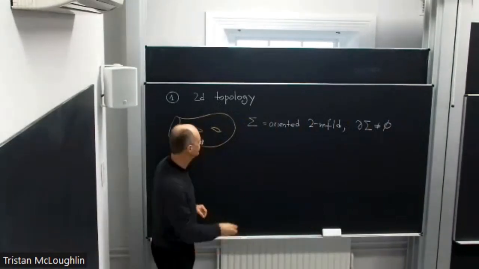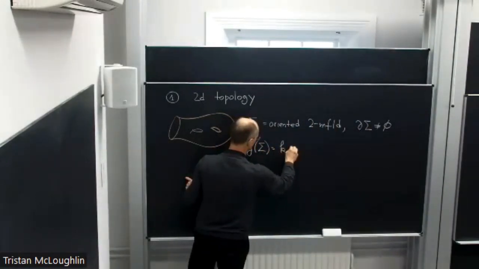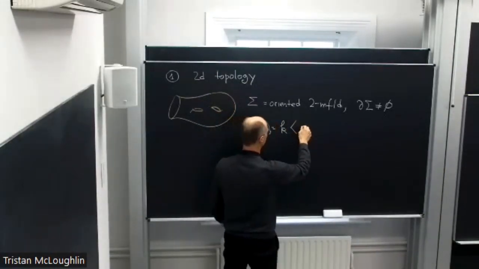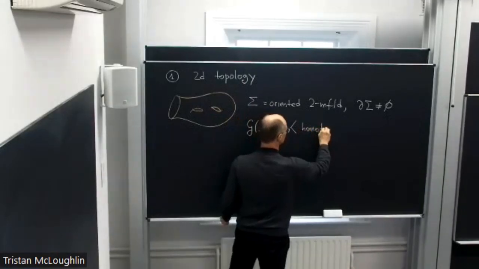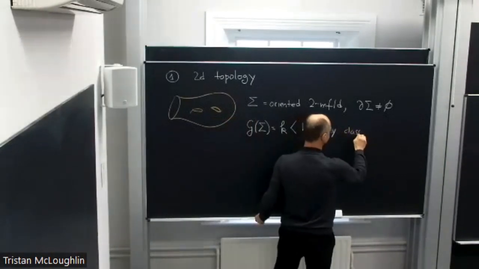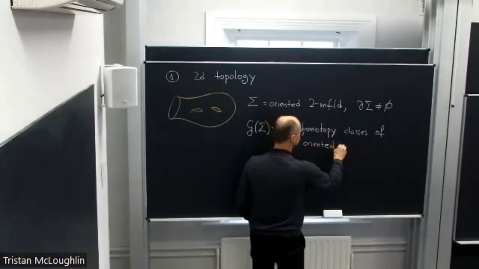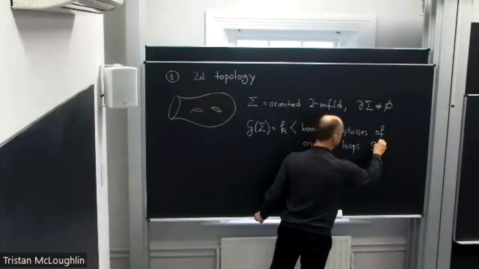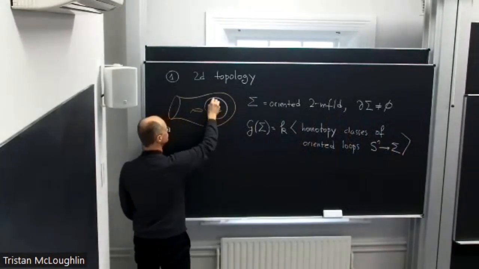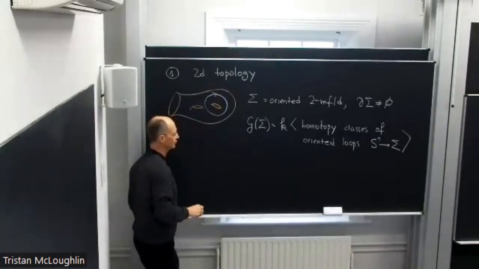So there is a piece of the boundary. And let's think we associate, okay, it might be R or C or whatever you want, some base field. So we associate a vector space spanned by homotopy classes of oriented loops, the maps from the circle to Sigma, something like this. And this space carries lots of structures.